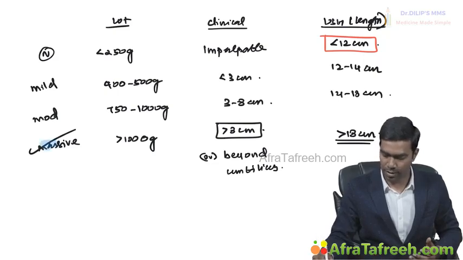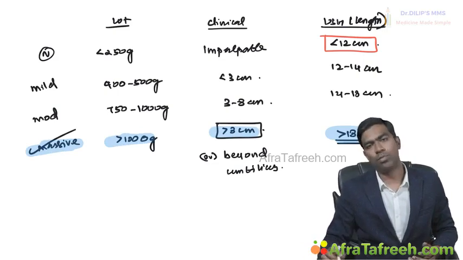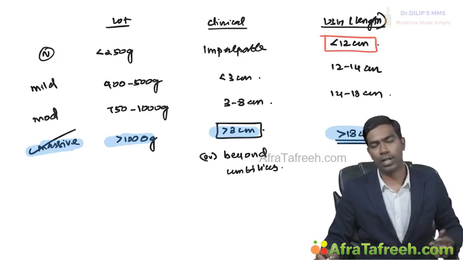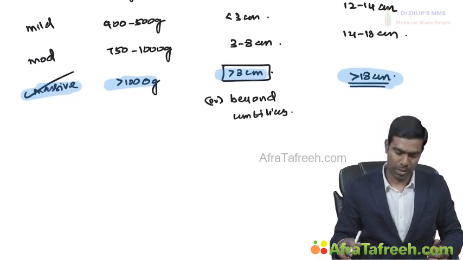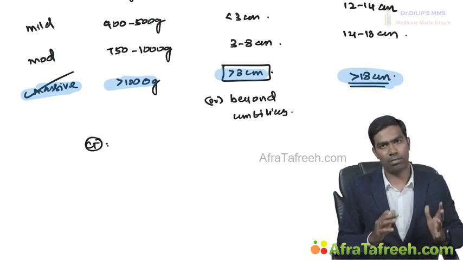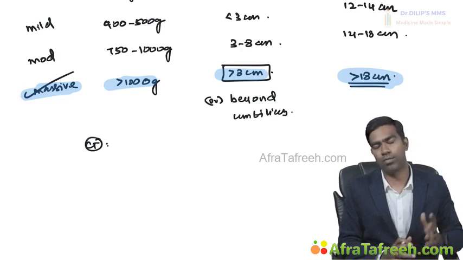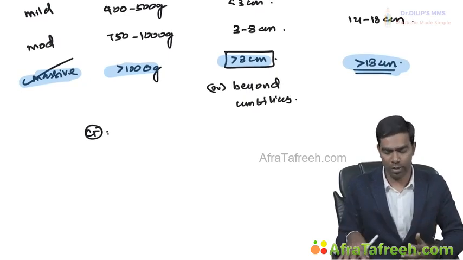This is very important for the exam, these three values. The definitions of massive splenomegaly are: more than 1 kilogram, more than 8 centimeter clinically, and more than 18 centimeter length in ultrasound. In general, CT is also a very accurate measurement for finding out splenomegaly.